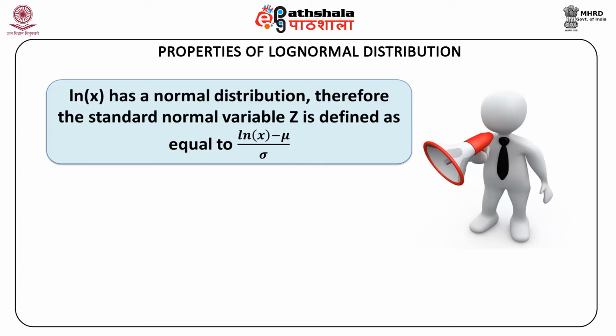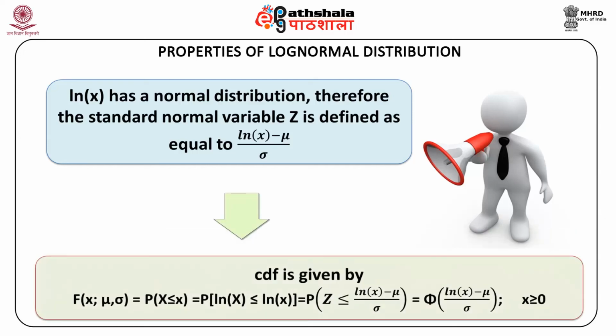The CDF of log normal is given by F(x; mu, sigma), which is the probability that the random variable X is less than or equal to x, which is equal to the probability that (log x minus mu) divided by sigma is less than or equal to z, which is equal to phi of (log x minus mu) divided by sigma, whereby x is greater than or equal to 0.